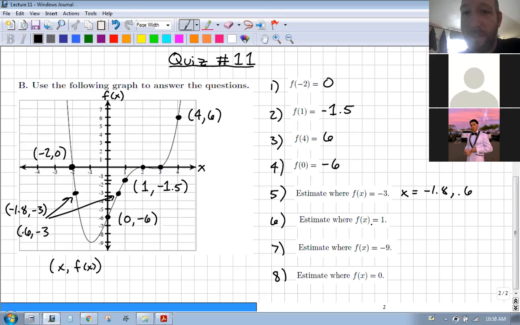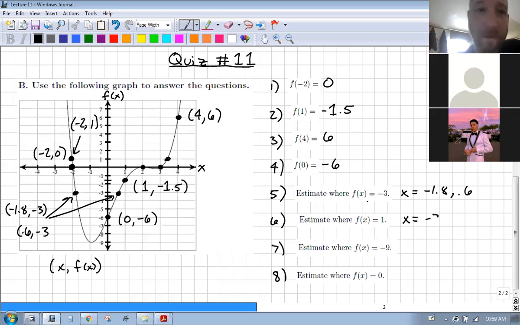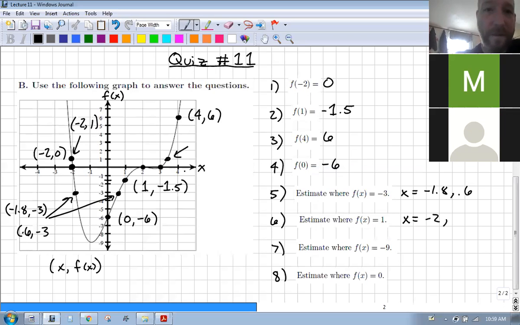So on number 6 here, they're saying the y value is 1. So if I go up 1, there's 2 points here. This one, the y value is 1 and the x value is basically negative 2. There's one of them, and then this one over here. Hold on. So if there's 2 answers, basically we just put both of them. We don't guess which one. You just put both of them.